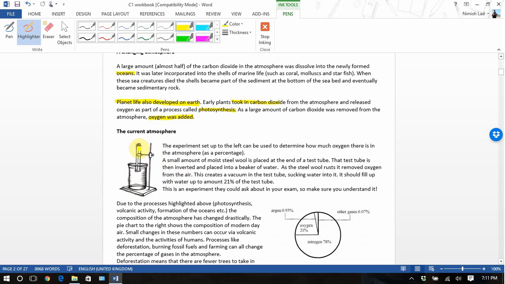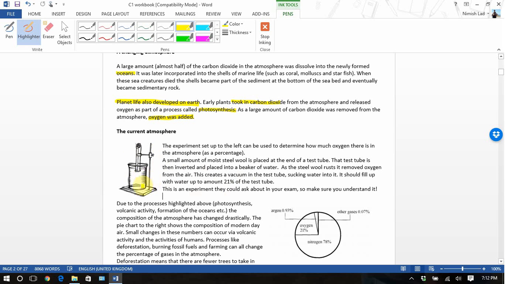That's going to rust over time, and it will take in the oxygen from the air in the test tube. Now, if that test tube is 100 milliliters long, then 21% of that will get taken away. So 79% will be left, and the water will be sucked up in its place. The reason why is because 21% of the air in there is oxygen. This could be asked about in the exam, so make sure you understand what's going on there.